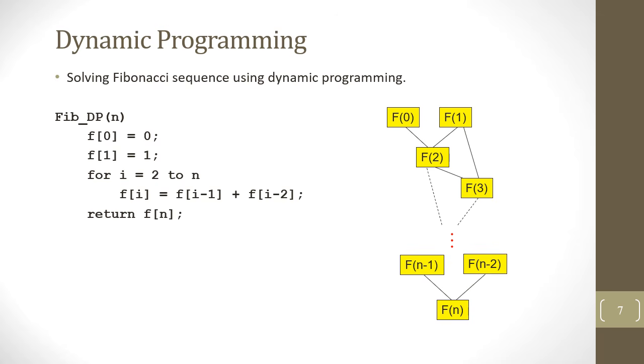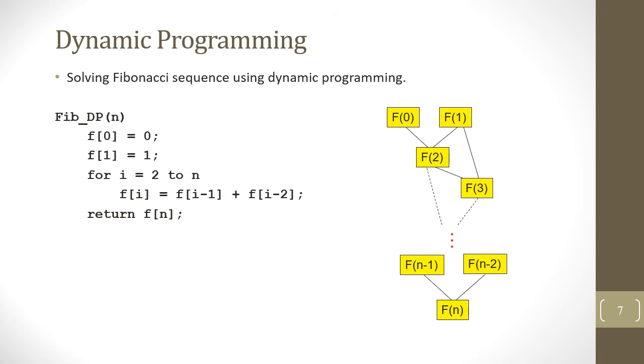Following is the pseudocode for the Fibonacci sequence using dynamic programming. What we are doing here is maintaining an array of size n and storing the solutions to the subproblems in that array. We use the solutions of the subproblems to build the solutions of larger subproblems until we get the solution of the actual problem.